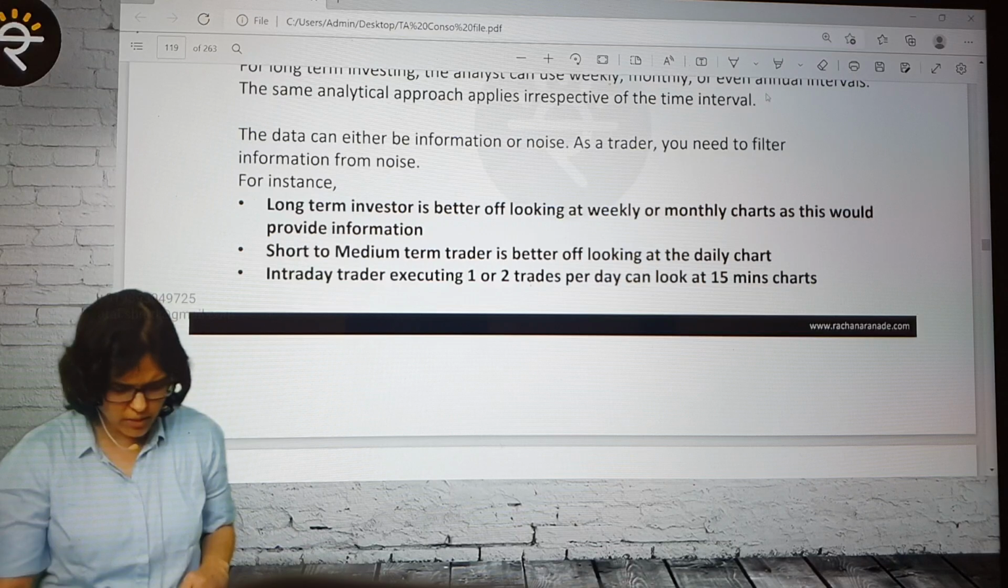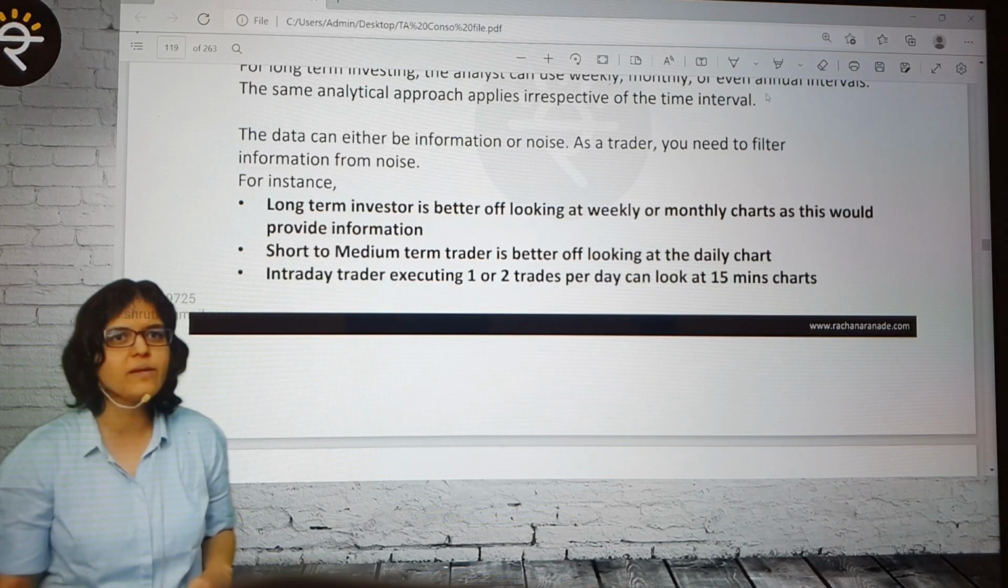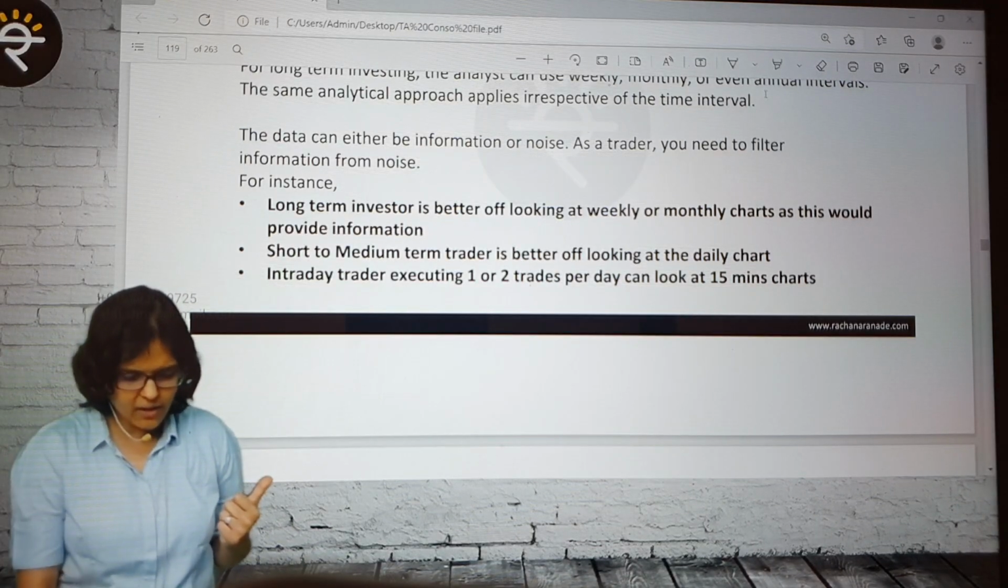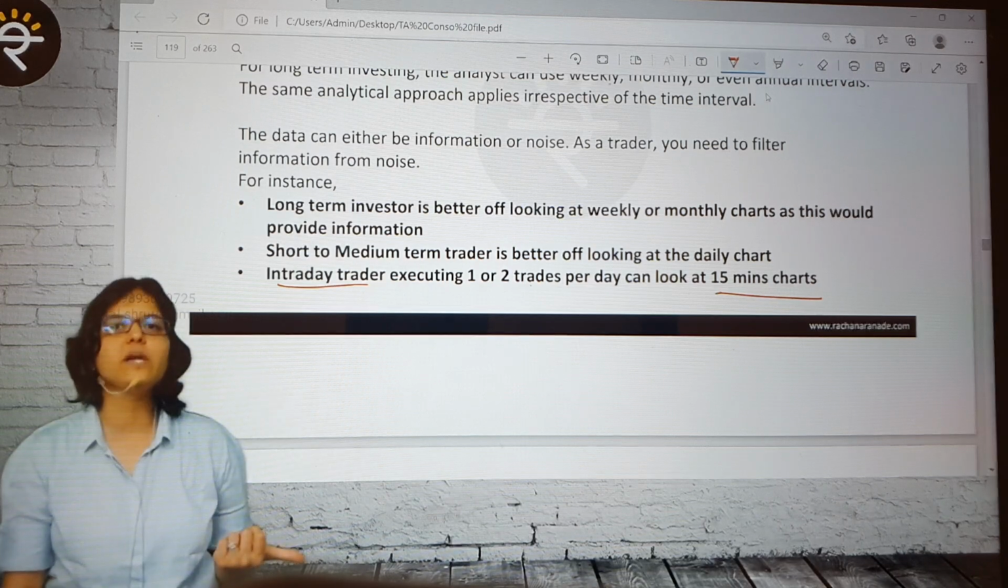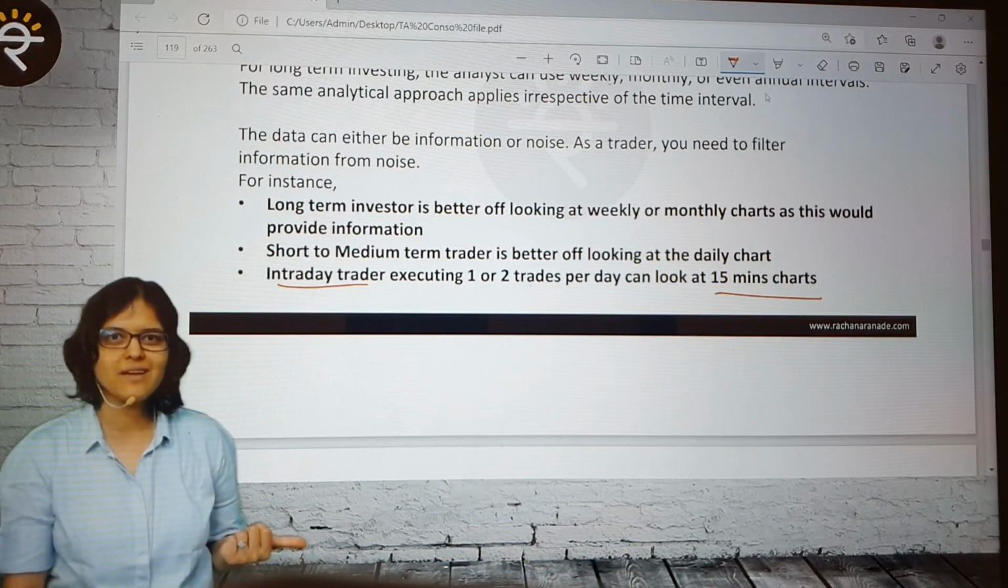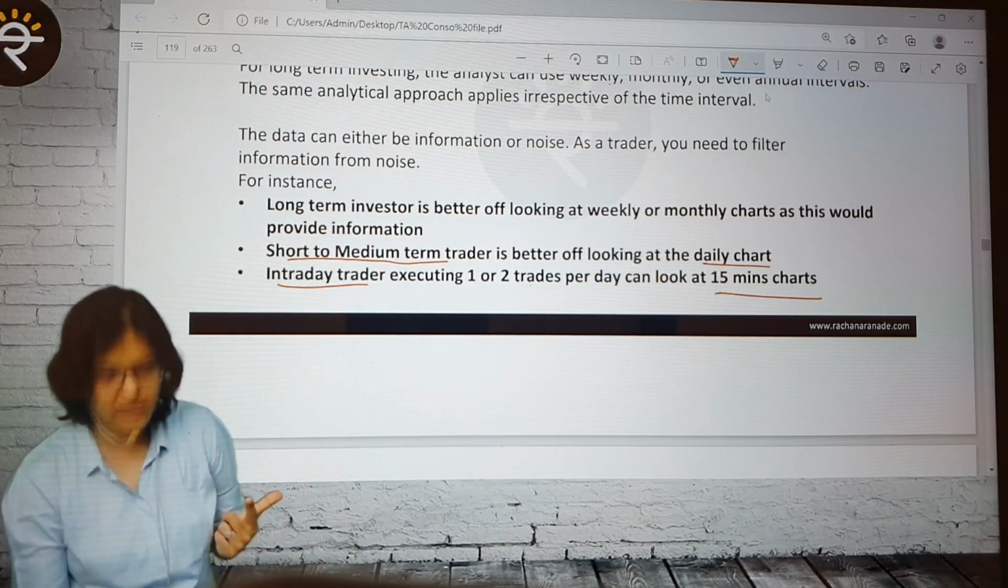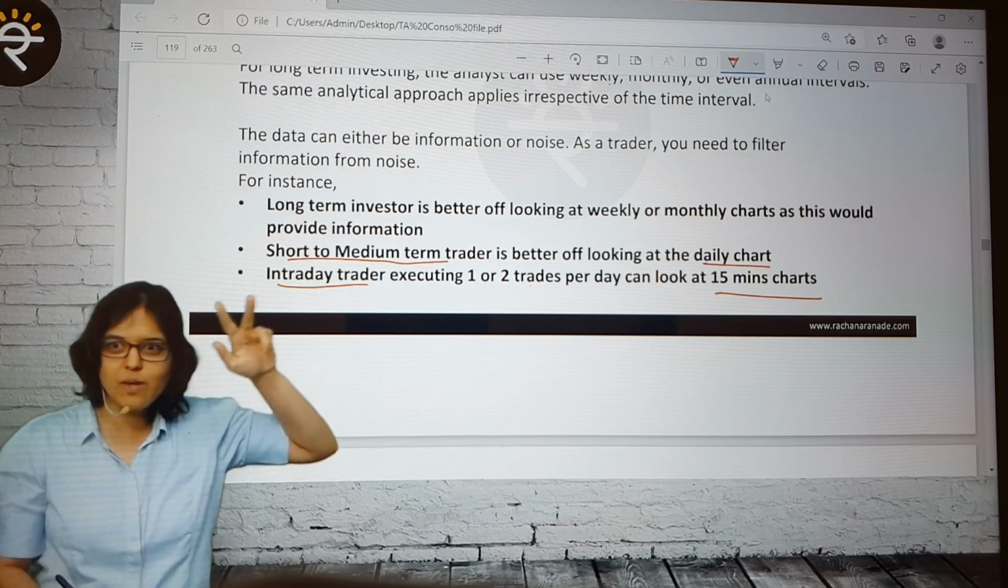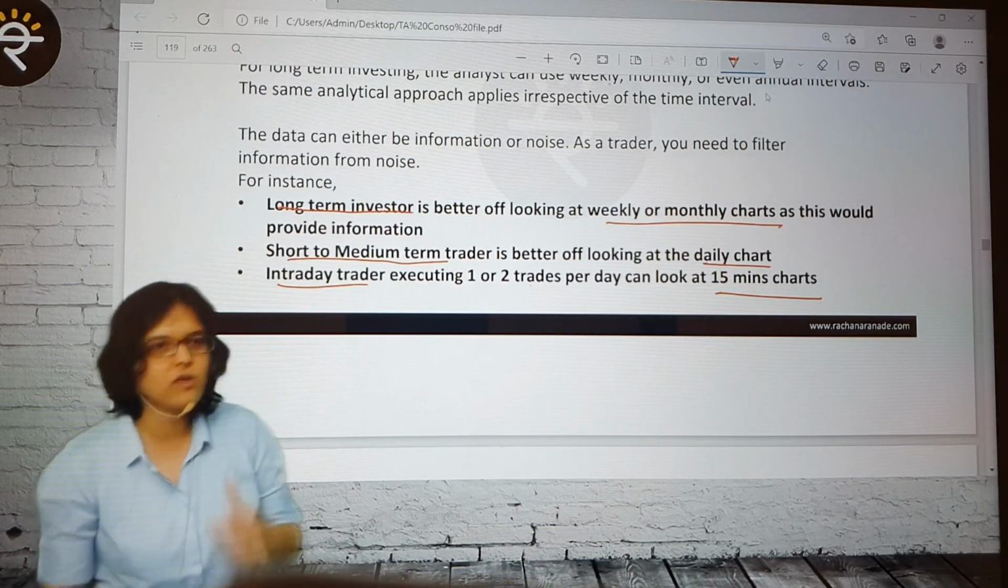I've already told you when to look at a monthly chart, a daily chart, and a weekly chart, and the 15-minute chart. Yesterday I told you, right? So if you are an intraday trader, you can check the 5-minute chart, 15-minute chart. Right? If you are a short to medium term trader, then you should ideally be looking at the daily chart. And a long term investor can look at weekly or monthly charts.